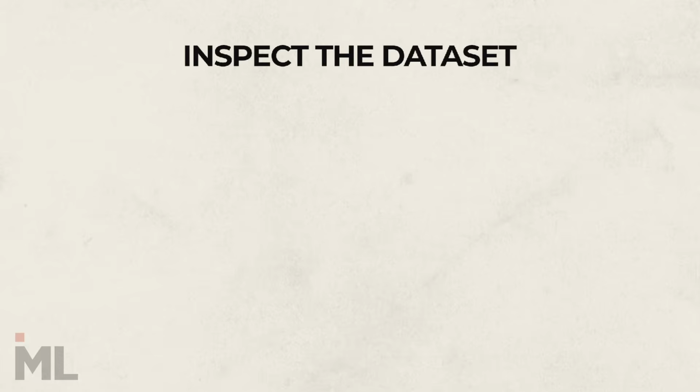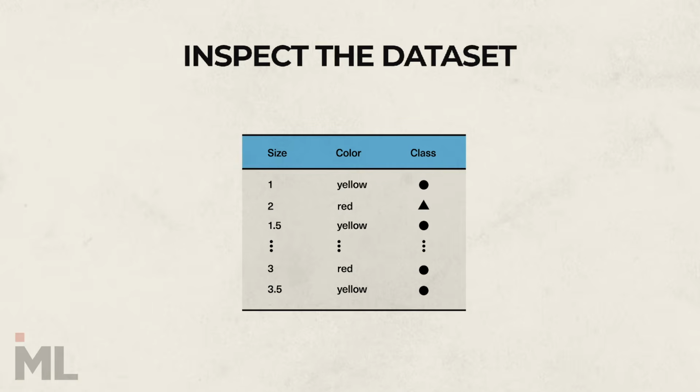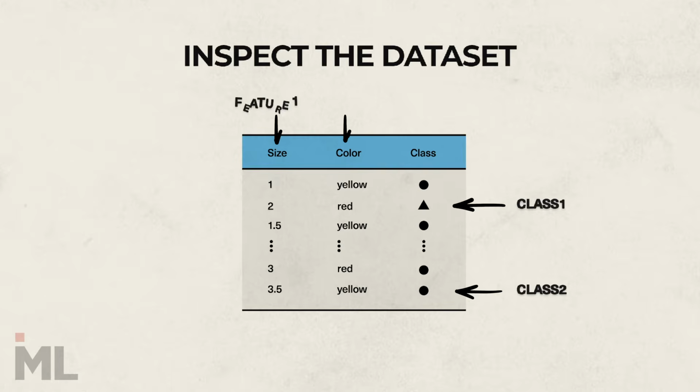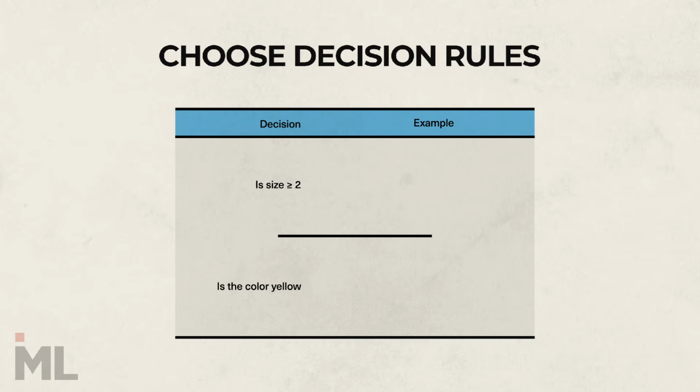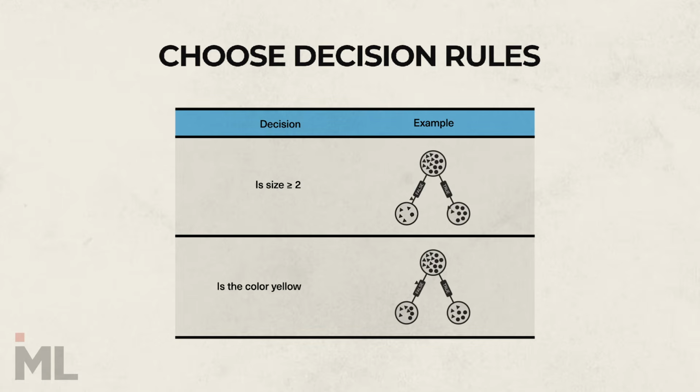Now let's demonstrate the process of creating a decision tree from data. First of all, let's inspect the dataset. In this example, there are two classes and two features, size and color, for the training data. We can construct some decision rules from the features. For example, here are two simple decision rules. The first is whether the size is greater or equal to 2, and the second is whether the color is yellow or not. In real application, there are usually a lot of decision rules we can choose from, so we need to find a way to choose the best decision rule to split the current node.